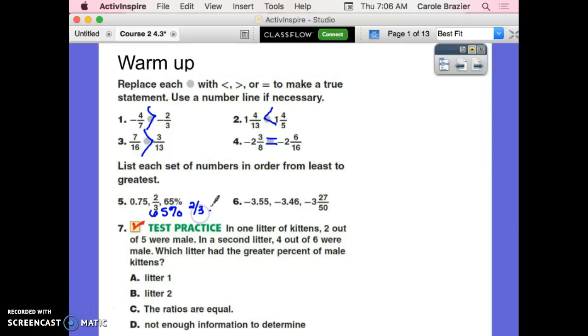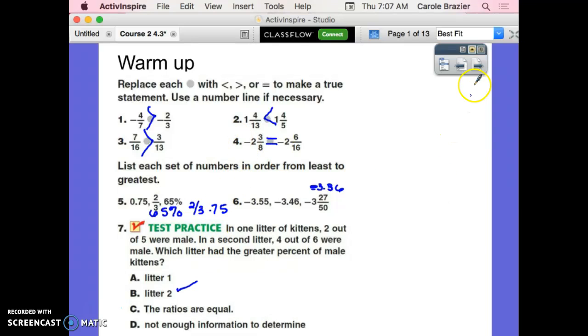2/3, and then 0.75. This one actually ended up to where they were already in order because this ends up being negative 3.36. And since we're negative, we're looking for the one closest to 0 as being the biggest. So negative 3.36 is our biggest, negative 3.46 is second, and then negative 3.55 should have been first. For 7, you should have had B, which is letter 2.